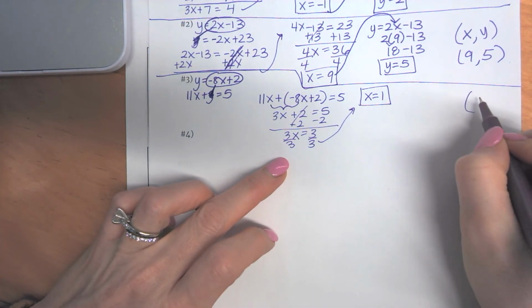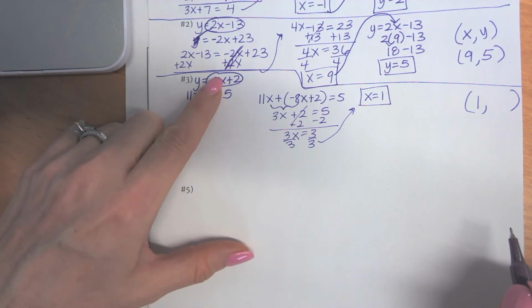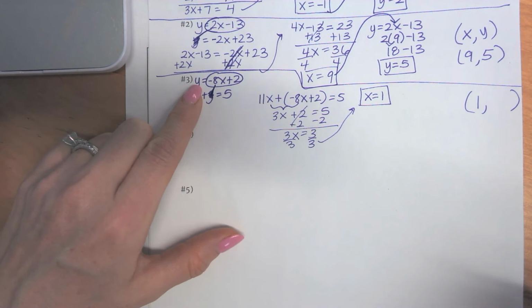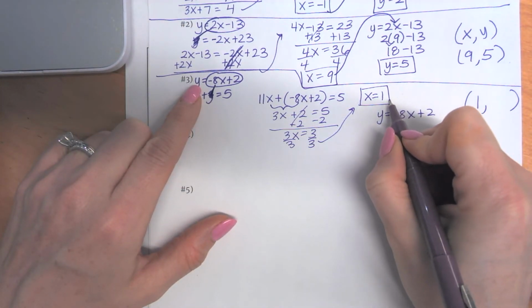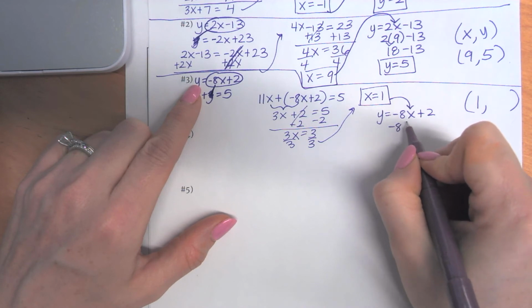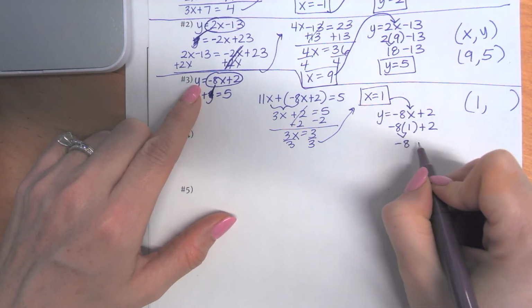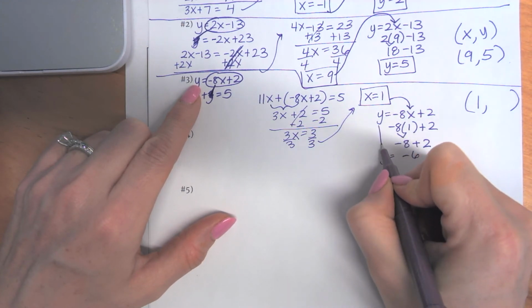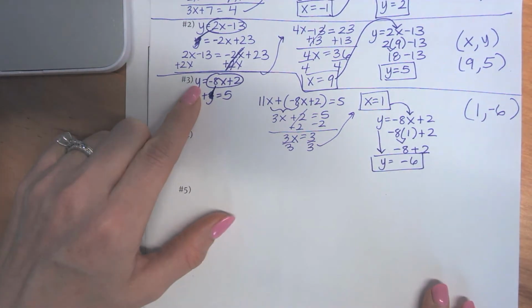All right, so my coordinate, x is 1. Now I need a y. Which equation looks easier? This one already has y out in front all by itself, so I'm going to choose this one. And I'm going to plug in my 1. -8 times 1 is -8, plus 2 is -6. So my y is equal to -6.